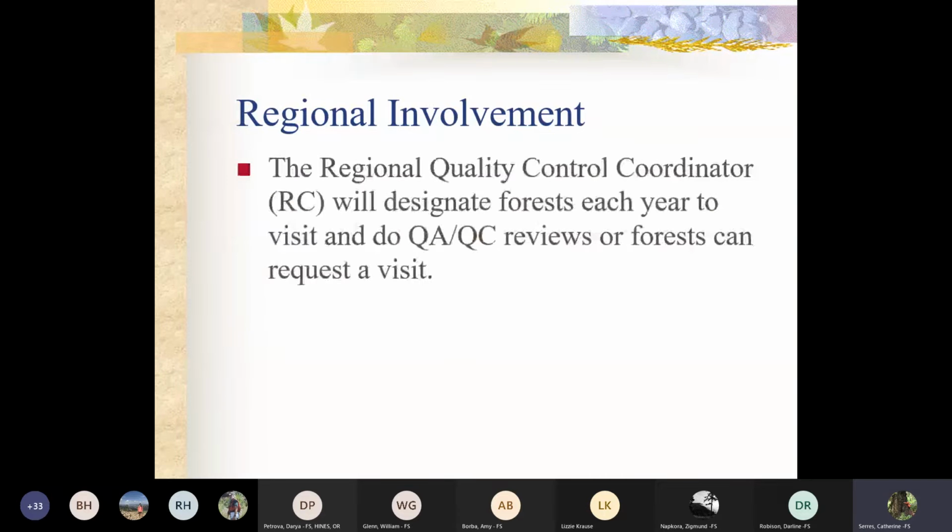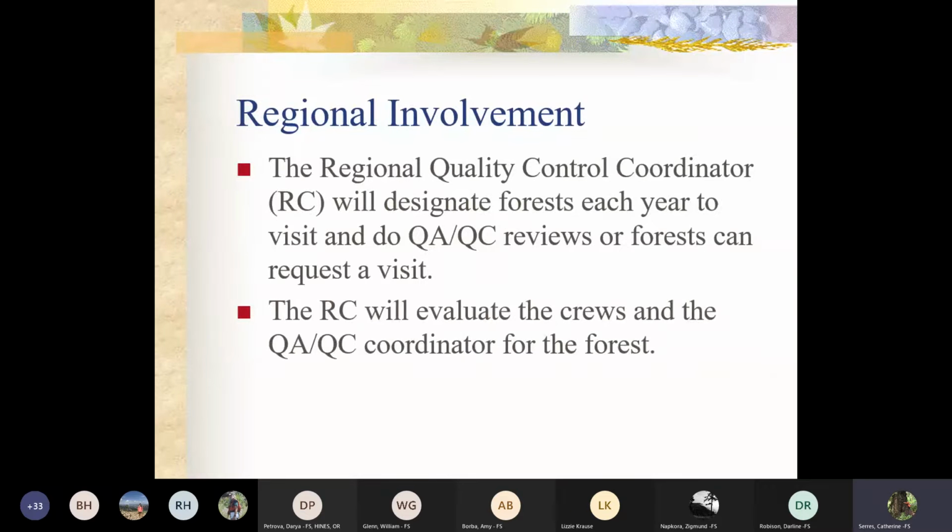So my involvement, I usually try to visit 2 or 3 forests a year just to check on crews and hang out. You can definitely request a visit if you want me to come out and help with any weird sections you might have. I helped out the Willamette last year, looking at a strange section that needed to be reviewed, and we figured out what to do with that.